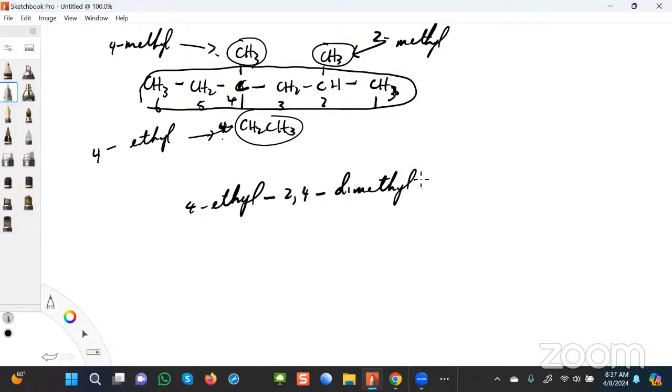Then we put the final part, which would be the parent name, which has 6 carbons, so therefore, the last thing we're going to put there is hexane, and that's it. So the full name of this compound is 4-ethyl-2,4-dimethylhexane. All right? Okay, any questions about this particular example? Any questions?